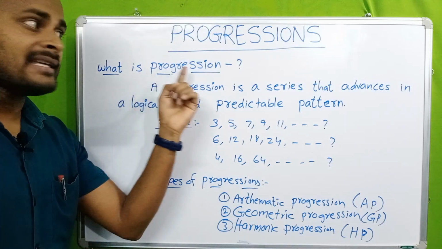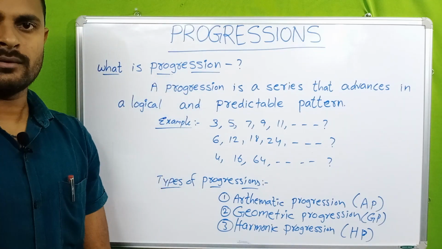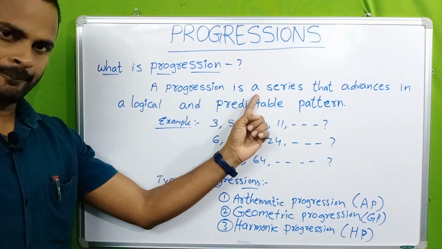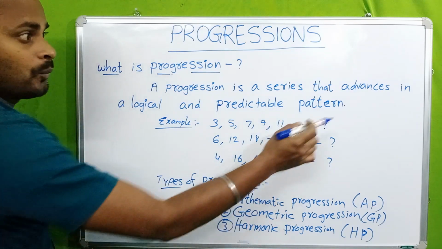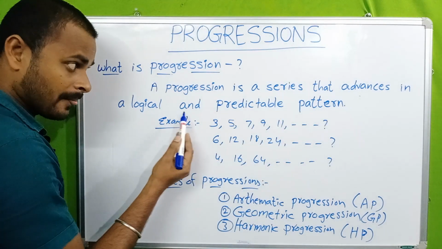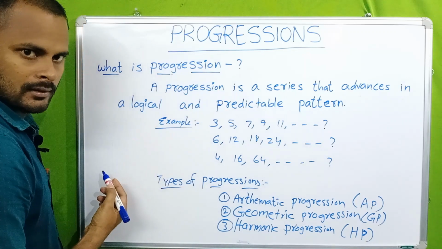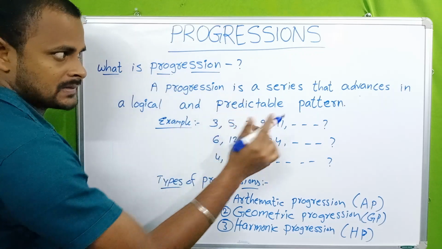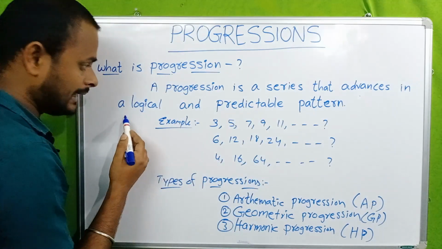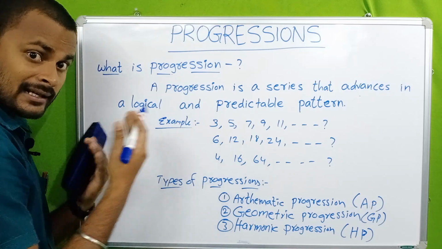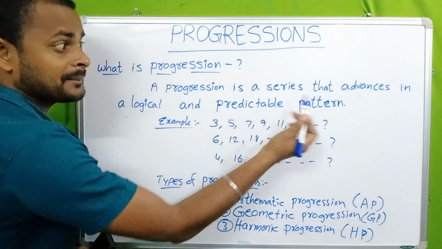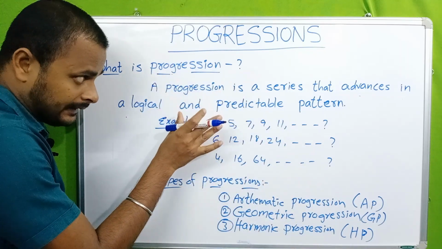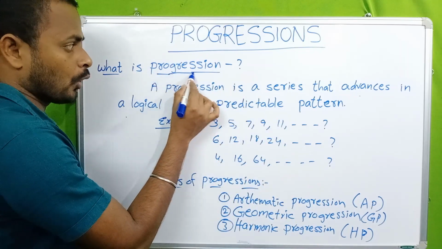First, what is progression? I have to tell the definition of progression. A progression is a series that advances in a logical and predictable pattern. I repeat once again, a progression is a number series that advances in a logical way, meaning there is a logical relation in the number series, and a predictable pattern, that means you have to predict the next terms also. That kind of number series is called a progression.